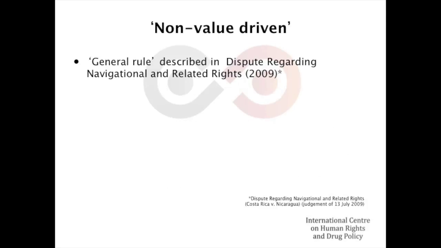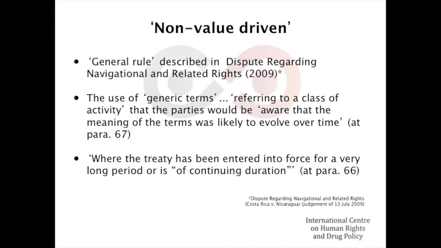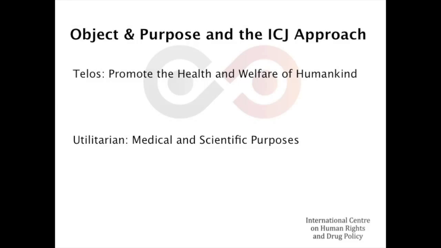The court lays down two general rules when you have a provision that's not necessarily reflecting social values, but could be read in a dynamic or an evolutive fashion. One is the use of generic terms in the provision itself, or terms that refer to an entire class of activity. And the second is where the treaty itself has been enforced for a long period of time or is of a continuing duration. Now, I argue that in terms of international drug control law, the treaties themselves and the regime actually fit very nicely into both of these categories.